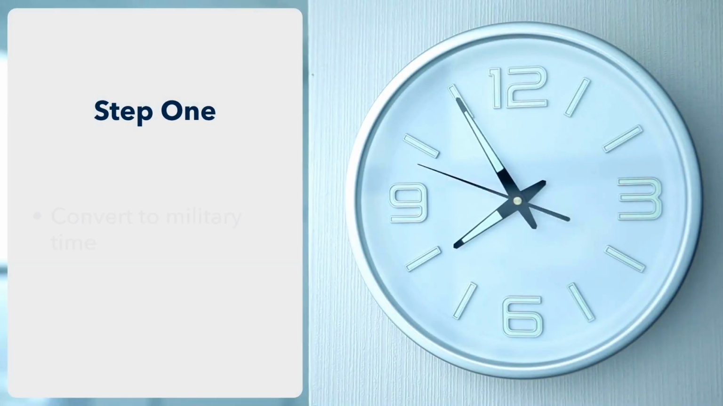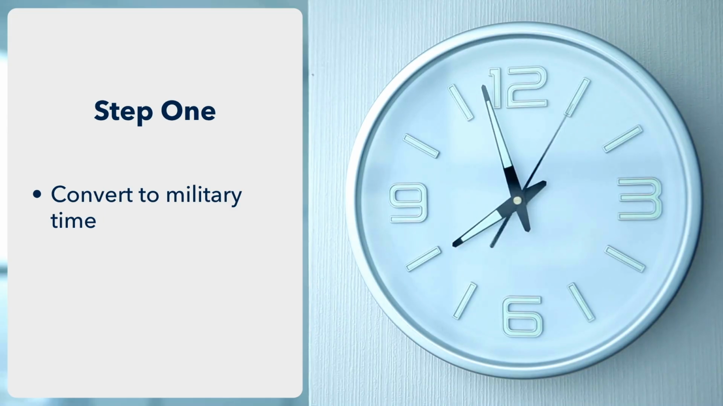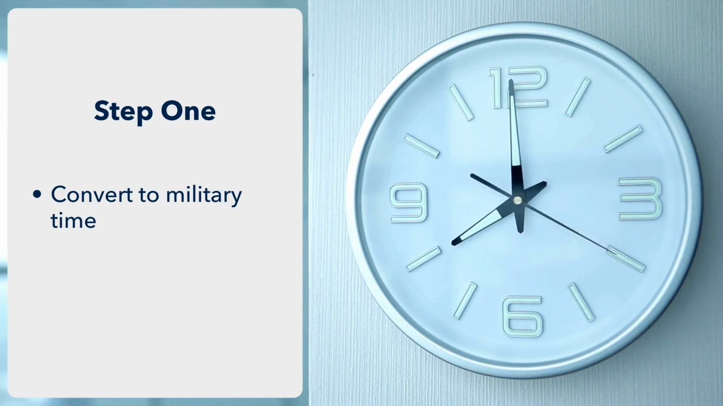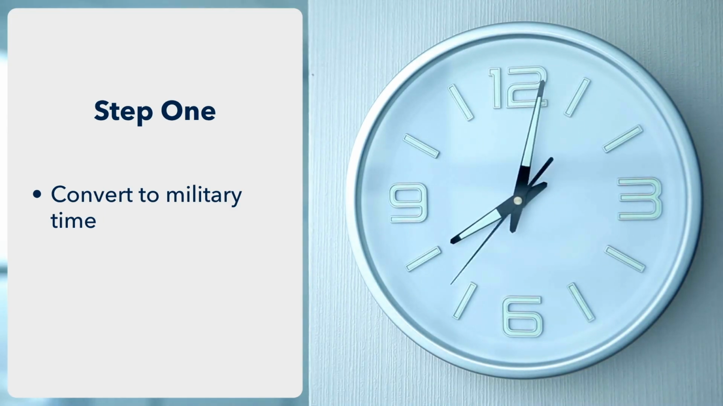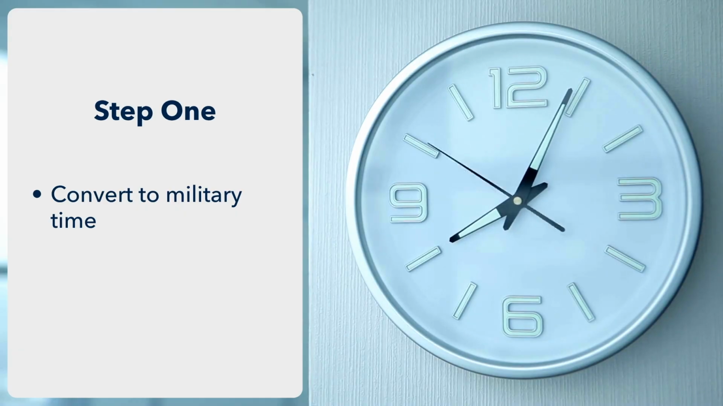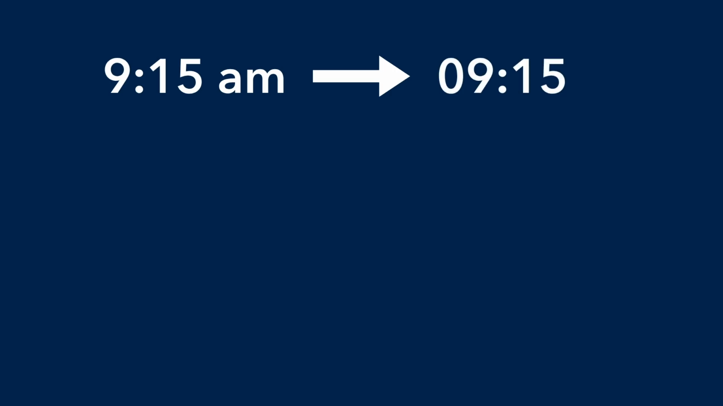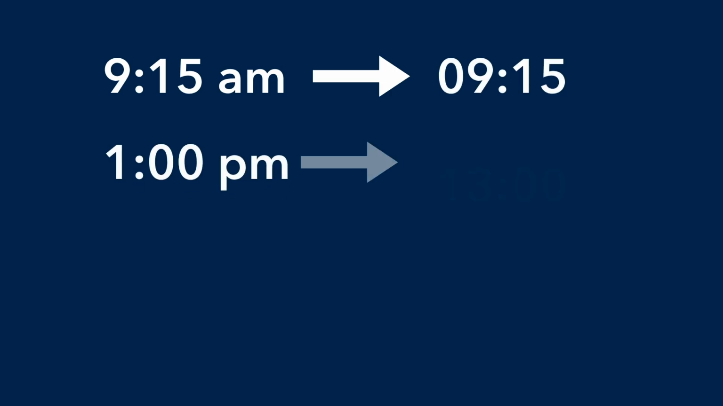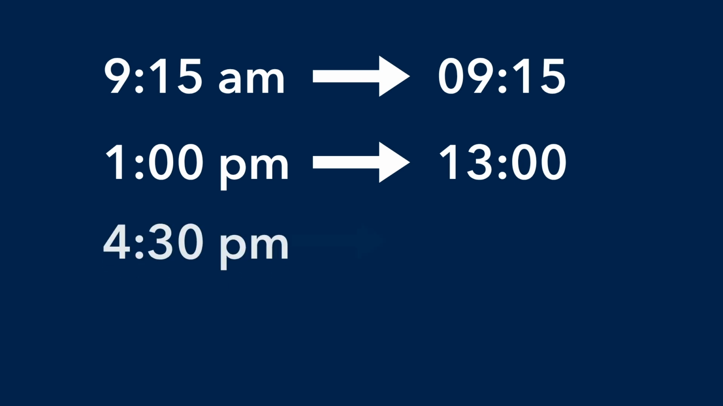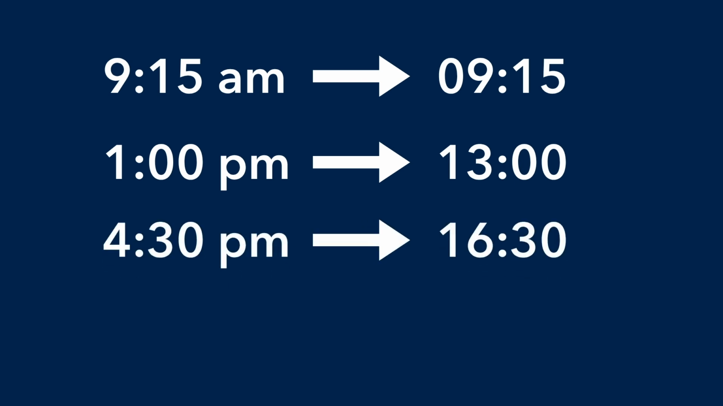Step 1. Convert each time to military time, the 24-hour clock. This is the trick that kills AM and PM confusion before it starts. Morning times stay the same, so 9:15 a.m. is just 9:15. For anything in the afternoon, add 12 to the hour, so 1 p.m. becomes 1300, and 4:30 p.m. becomes 1630. Now every shift is on one clean scale you can actually subtract.